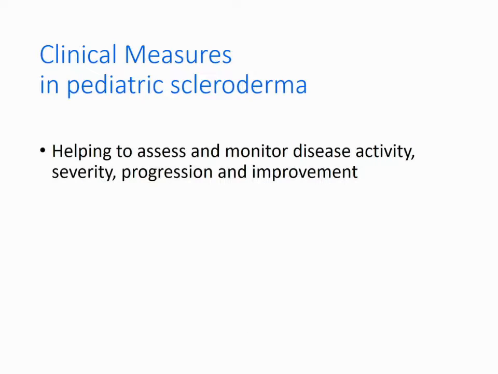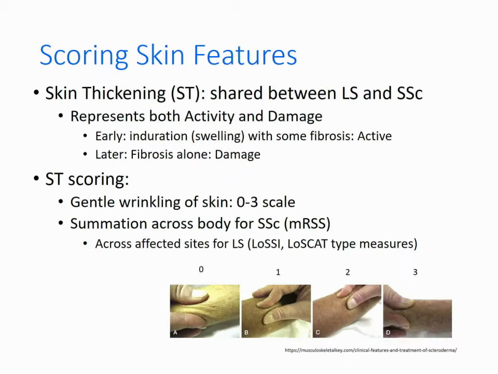So clinical measures then, these again are to help us assess. Mainly we want to assess disease activity because that's what we have treatments for at this time, but we also want to assess disease severity because it may help us with stratifying patients for treatment, as well as this is a consequence of having persistent activity, and so we want to be able to monitor progression and improvement.